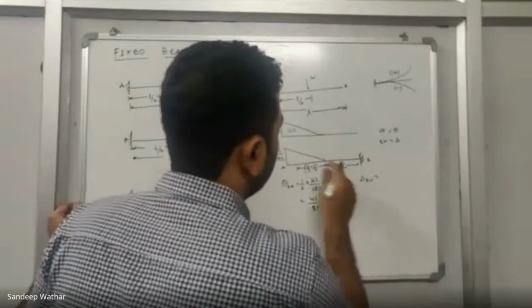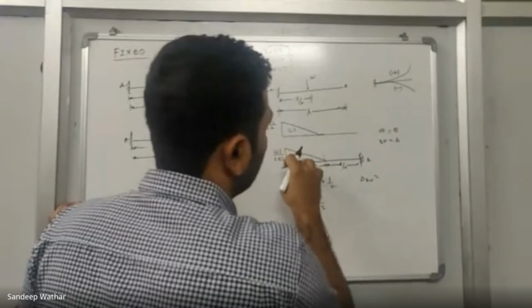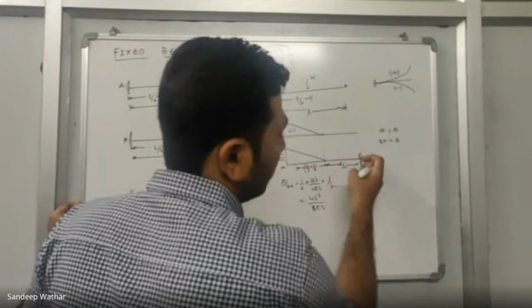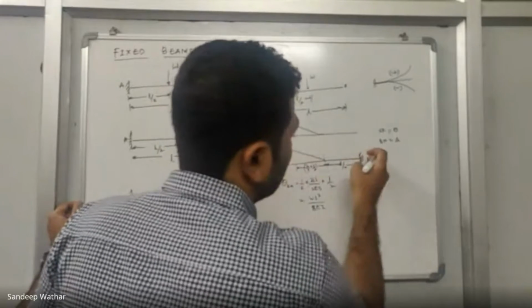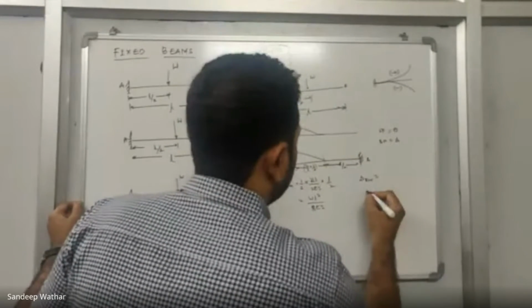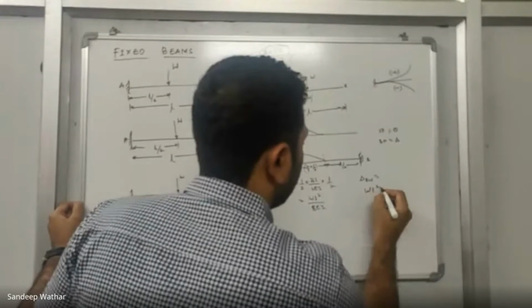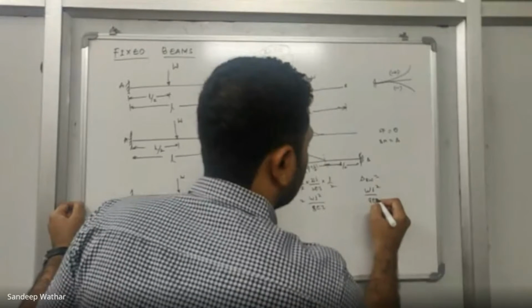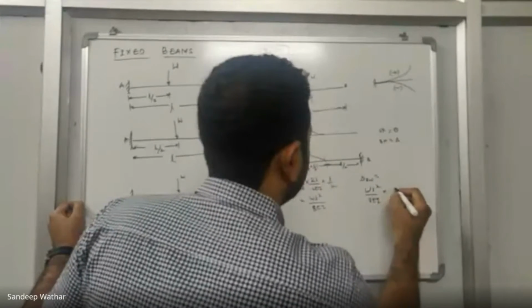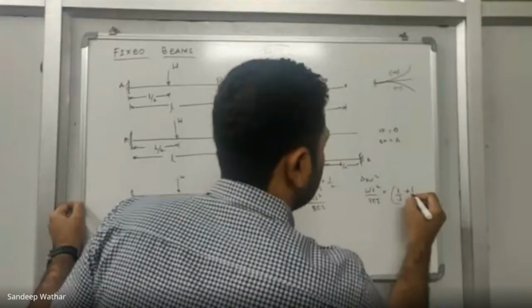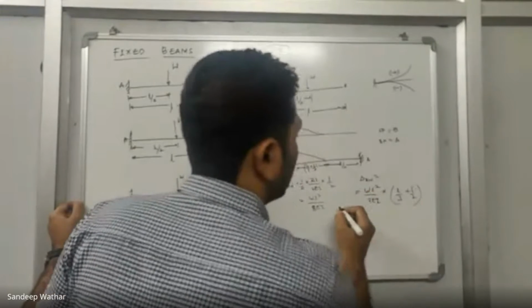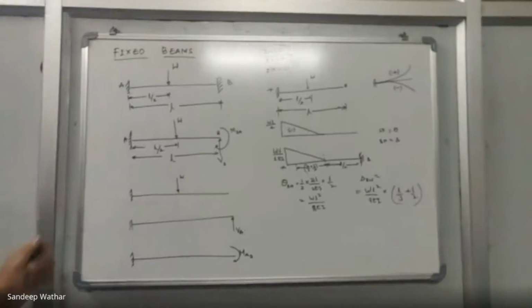Now let us calculate the deflection. To calculate the deflection, we multiply the total load with the CG distance from where you're taking moment. So I'm taking the moment of this area with respect to B. Let me calculate that: WL square divided by 8EI, into L by 3 plus L by 2. This is delta BW.